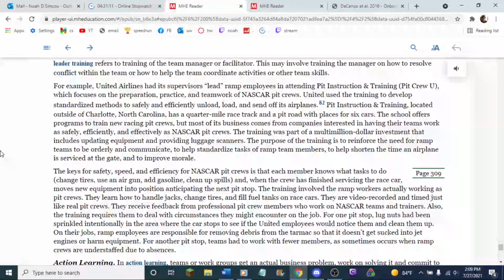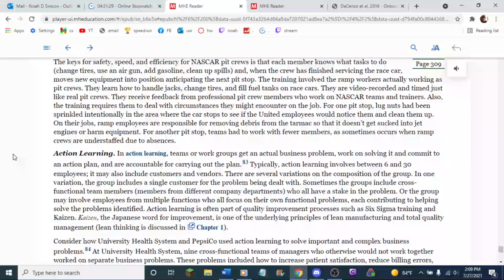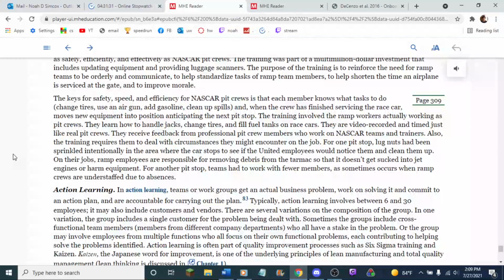The training was part of a multi-million-dollar investment that includes updating equipment and providing luggage scanners. The purpose of the training is to reinforce the need for ramp teams to be orderly and communicate, to help standardize tasks of ramp team members, to help shorten the time an airplane is serviced at the gate, and to improve morale. The key for safety, speed, and efficiency for NASCAR pit crews is that each member knows what tasks to do: change tires, use an air gun, add gasoline, clean up spills, and when the crew has finished servicing the race car, move new equipment into position, anticipating the next pit stop.